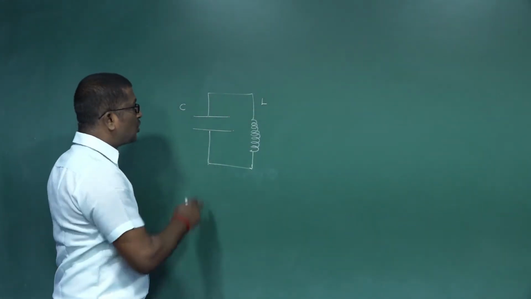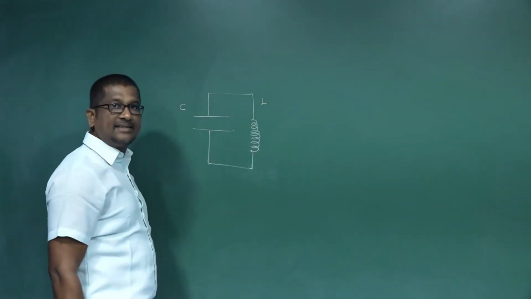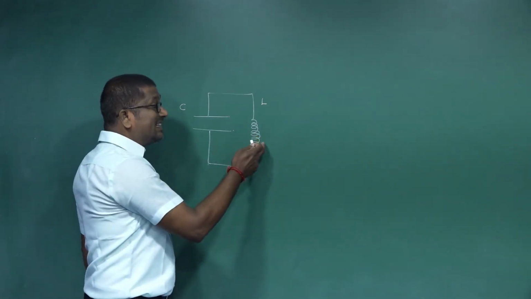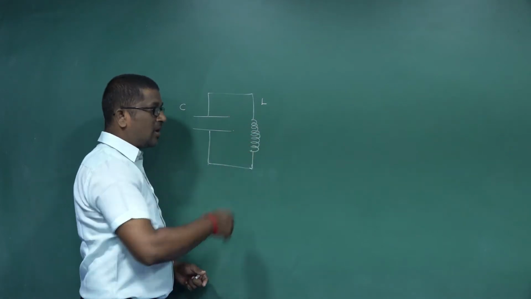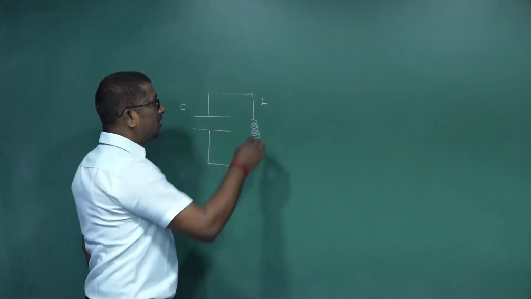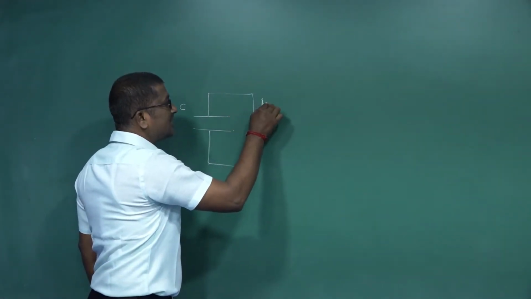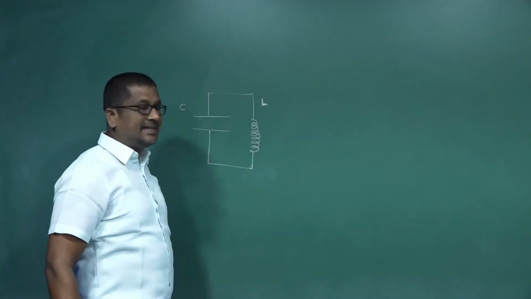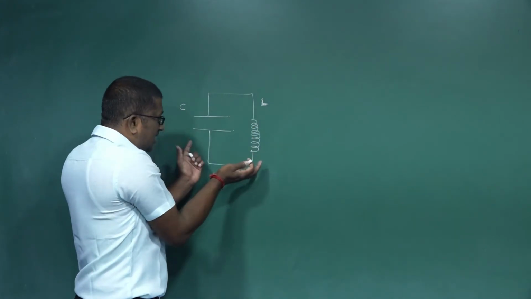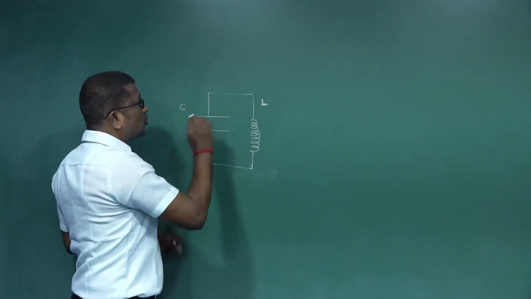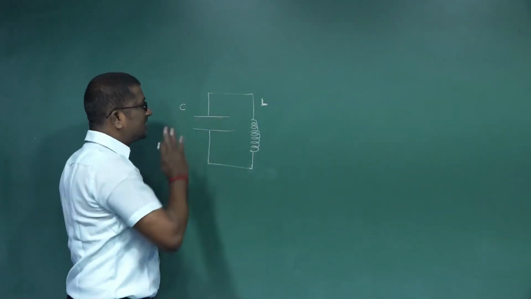This is a capacitor whose capacitance is C, and this is an inductor. An inductor is also called a coil or a solenoid. The coil in the form of a solenoid is called an inductor, whose self-inductance is L. If the capacitor and the inductor are connected like this, then the circuit is called an LC circuit.